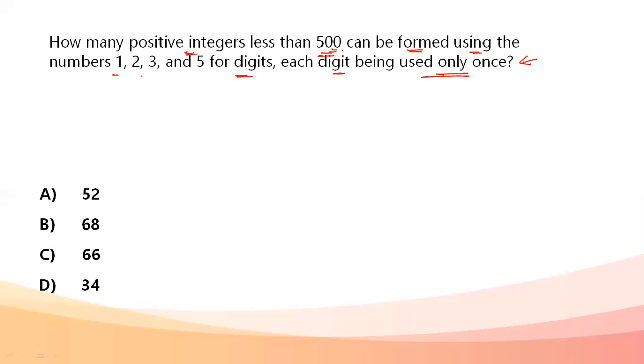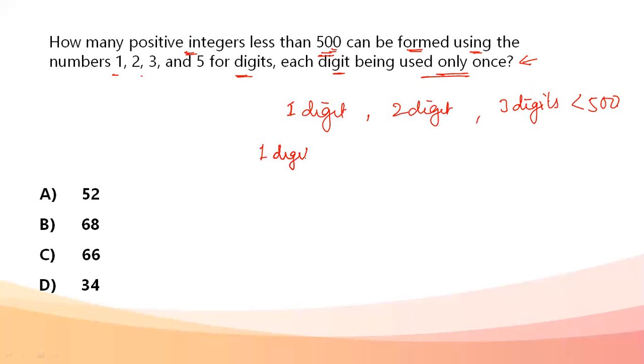Positive integers less than 500. That means there will be single digit numbers, two digit numbers, and all the three digit numbers less than 500 will be considered. So we'll go for the single digits first. How many single digits can I form? I have four numbers only, so I will be forming only four numbers, or there are just four ways of arrangement.